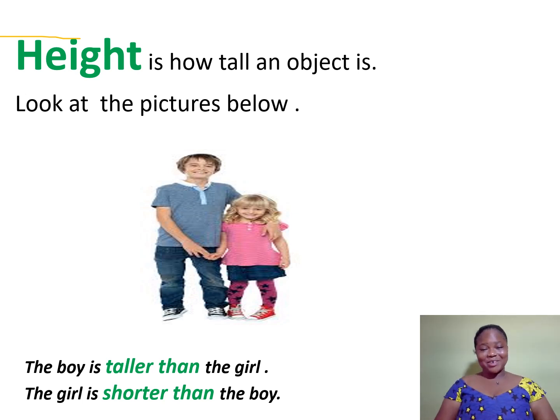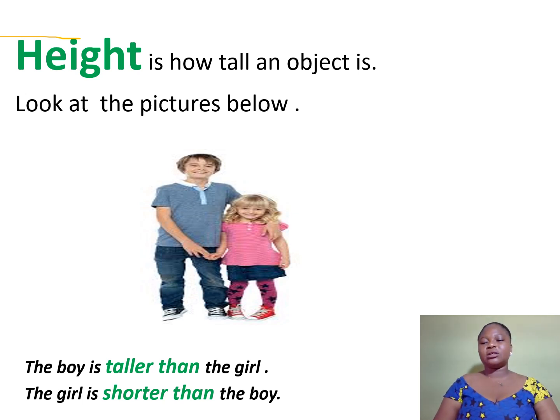I hope you are getting everything correct. So in all, we say height is what? How tall an object is. And we say length is how long an object is. And height is how tall an object is. I hope you are following.